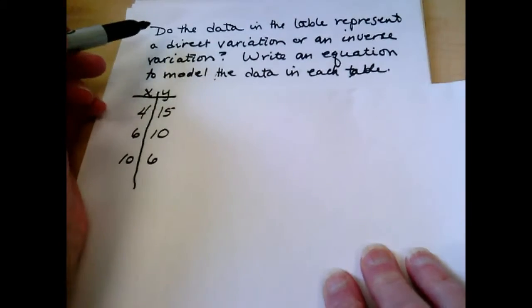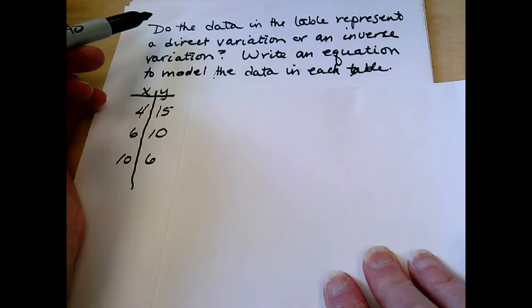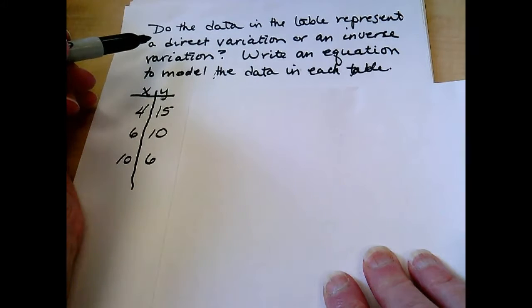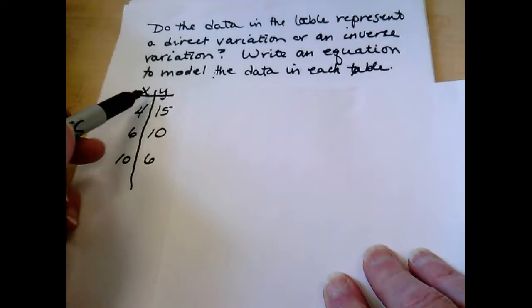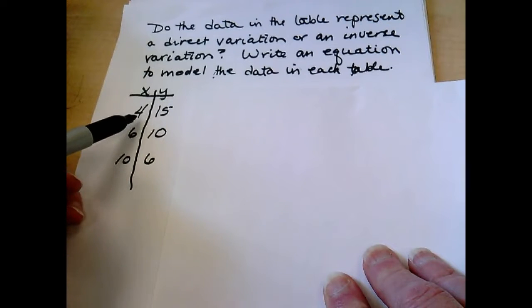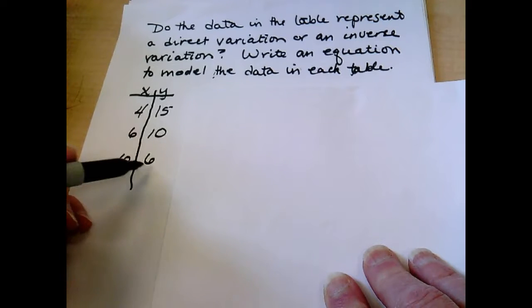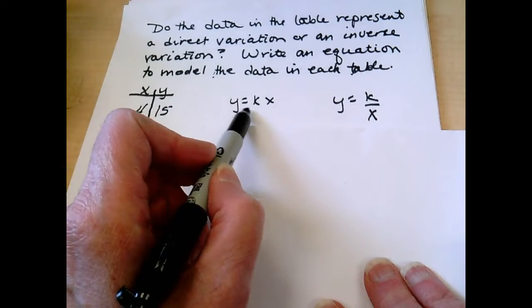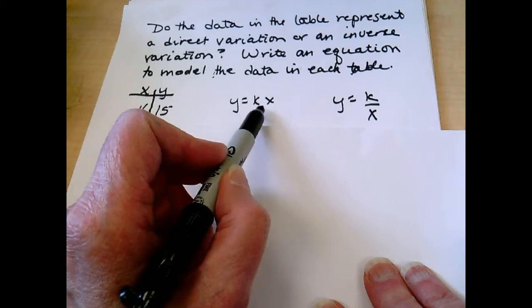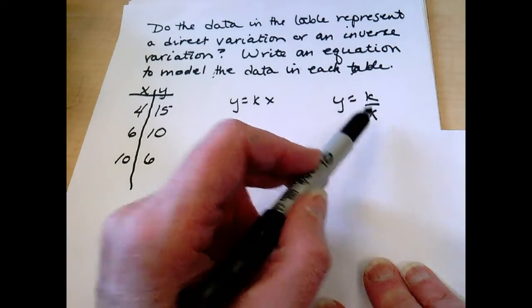The last type of problem today: do the data in the table represent a direct variation or an inverse variation? Write an equation to model the data in the table. I have my x and y given. X is 4, y is 15; 6 gives me 10; 10 gives me 6. If I look at the two equations we've been dealing with, direct variation is y equals k times x, and inverse variation is y equals k divided by x.